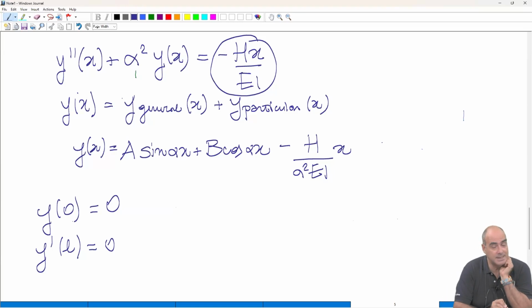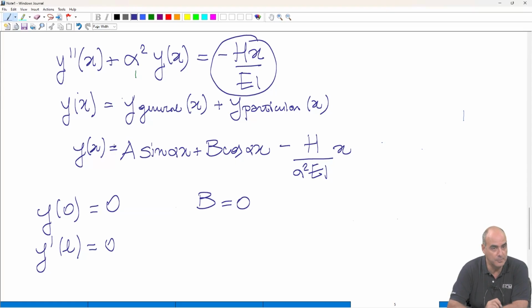So what about this? If we put x equal to 0, the sinus of 0 is 0. The cosinus of 0 is 1, so we have b. Here we put x equal to 0, everything goes to 0, we have b equal to 0.